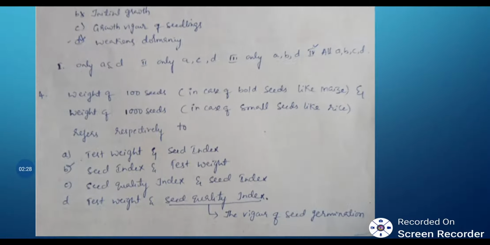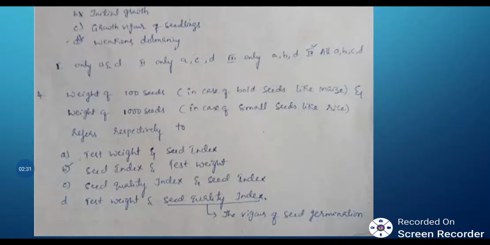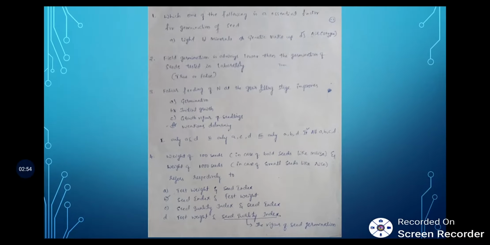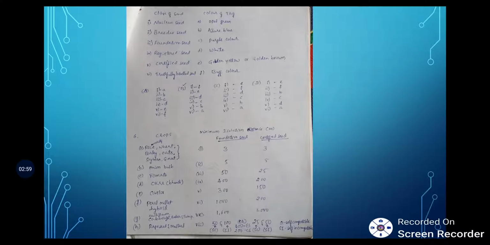The fourth question is, weight of 100 grains or seeds in case of bold seeds like maize, and weight of 1000 seeds in case of small seeds like rice, refers respectively to: 100 seeds weight is known as seed index and 1000 seeds weight is known as test weight. We shall move to the next question.